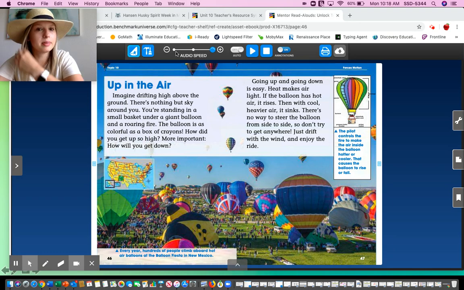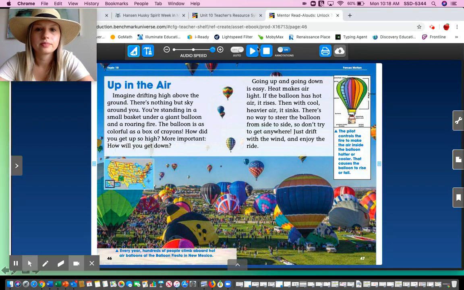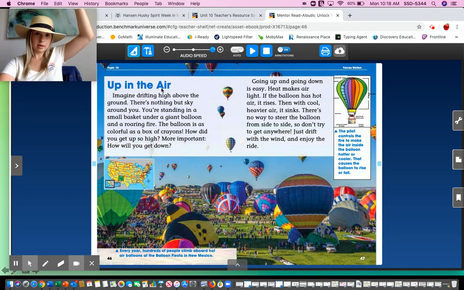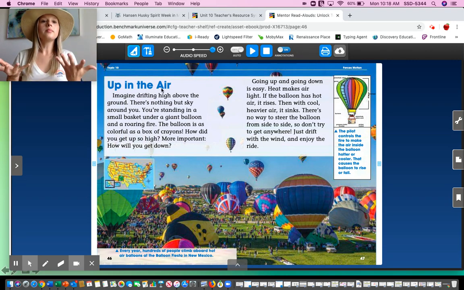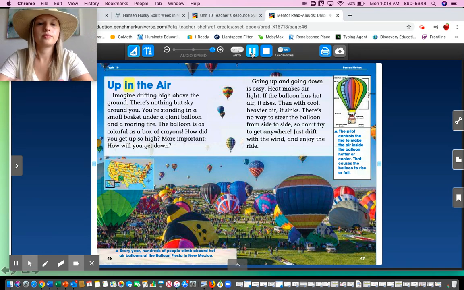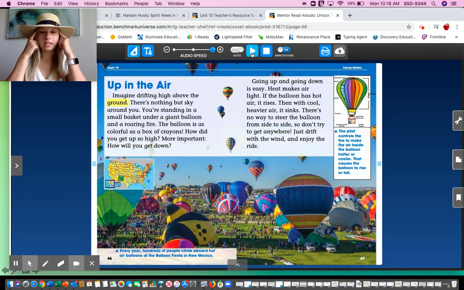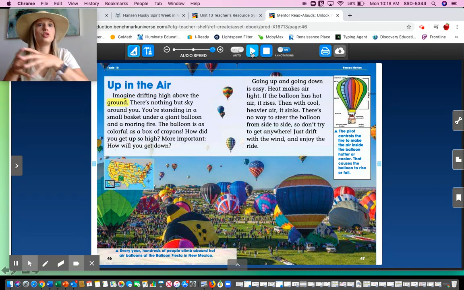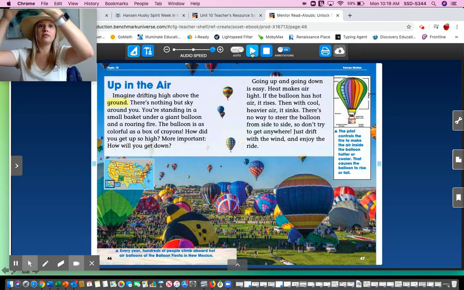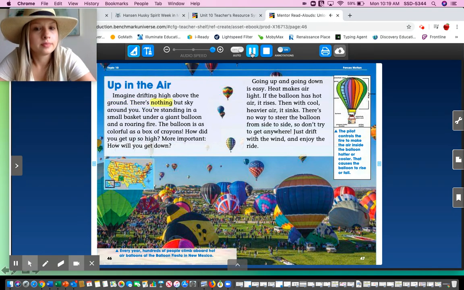Okay, I'm going to click play on the story. Here we go. Here's the title, Up in the Air. You know, up means up high. In the air is what we breathe. Up in the air. Imagine drifting high above the ground. We talked about that word drifting, right? So imagine, use your brain to think about what it would be like to drift high above the ground. There's nothing but sky around you.